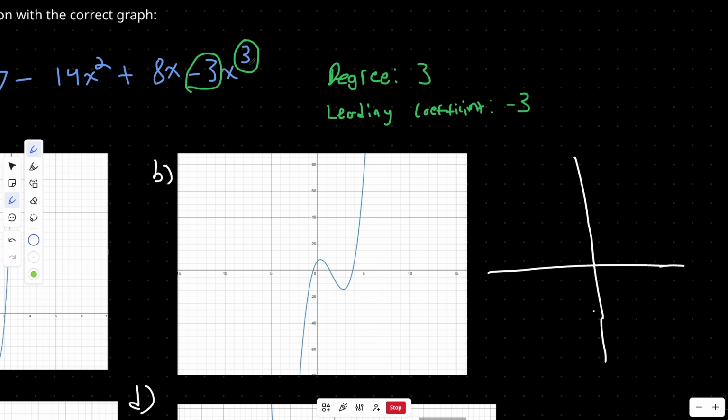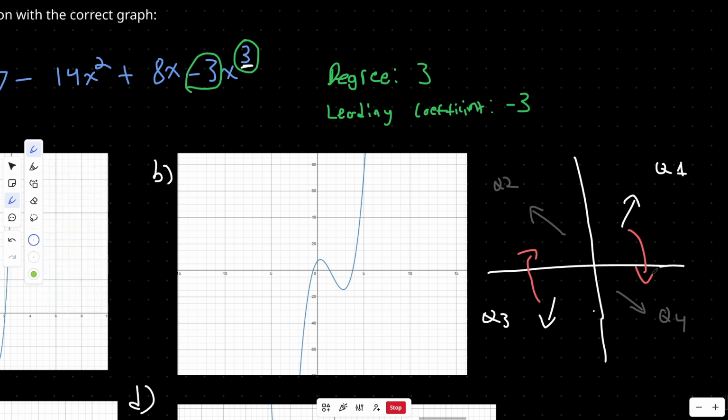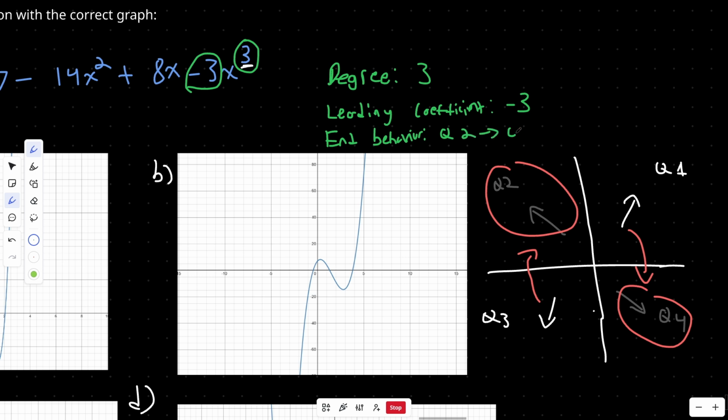And normally, for odd degree polynomials, our end behavior, again, goes from quadrant 3 to quadrant 1. But since it's negative, everything gets flipped. So instead, we're going to be going from quadrant 2 to quadrant 4, because everything is being flipped. This is going up to here, and this is going down to there. So we can actually just write that in just to be safe. End behavior: quadrant 2 to quadrant 4.